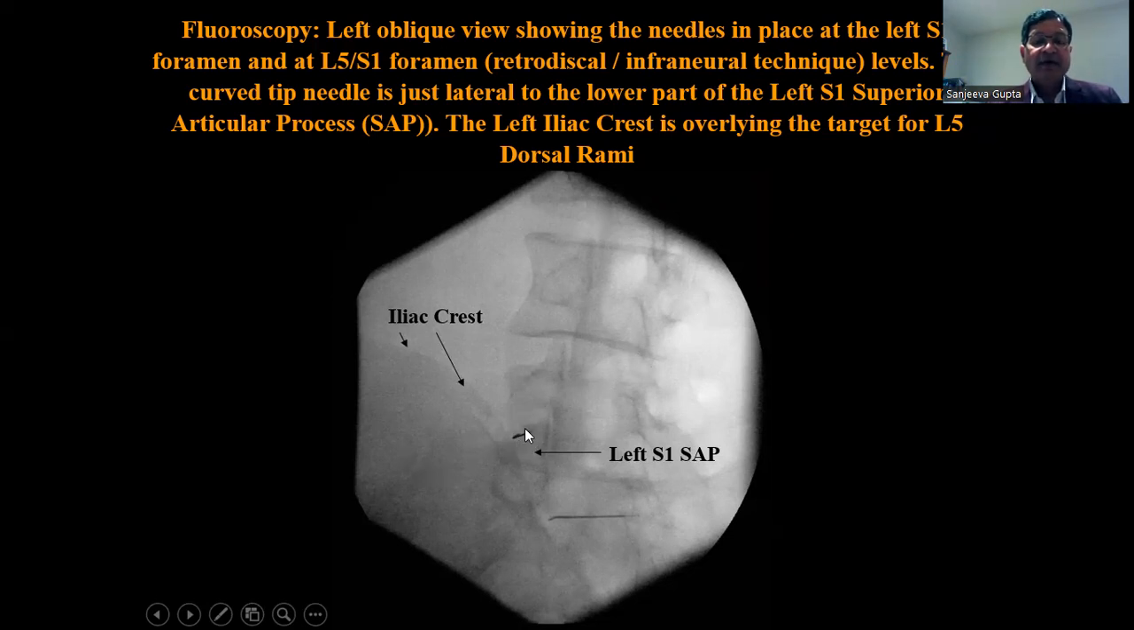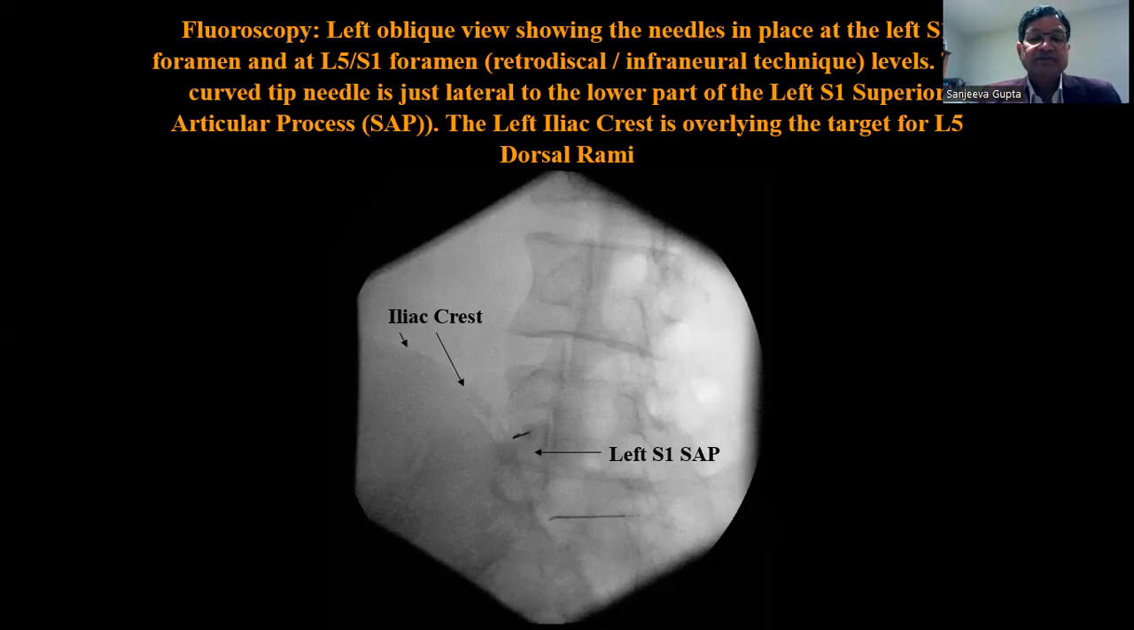In this technique, what we do is instead of going subpedicular, we go, that's the superior articular process of S1. So you go just lateral to the lower border of the superior articular process of S1, lower or maybe slightly higher if necessary. Touch the superior articular process, then turn the needle, curve the needle, go past, and then again turn towards the superior articular process so that you're going to go as medial as possible and go past the superior articular process.